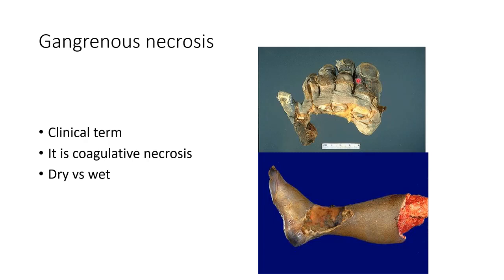As you can see here, and another example here, it's an amputated limb due to this gangrenous necrosis, and the cause of this gangrene is ischemia to the skin and underlying subcutaneous tissue with underlying muscle, and sometimes reaching the bone. So it's in different tissue types at the same time.